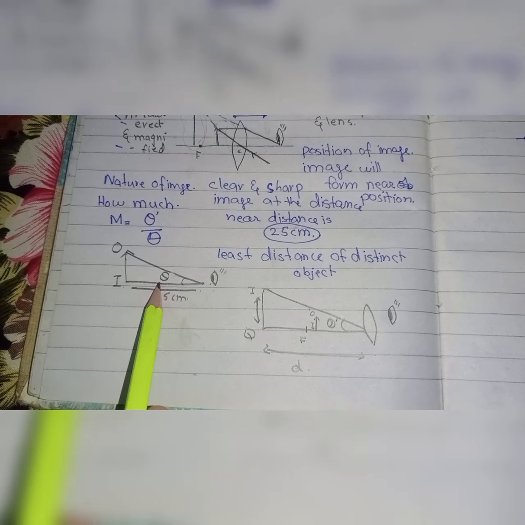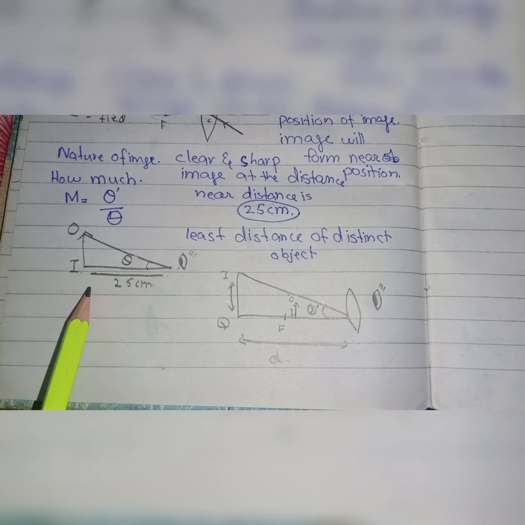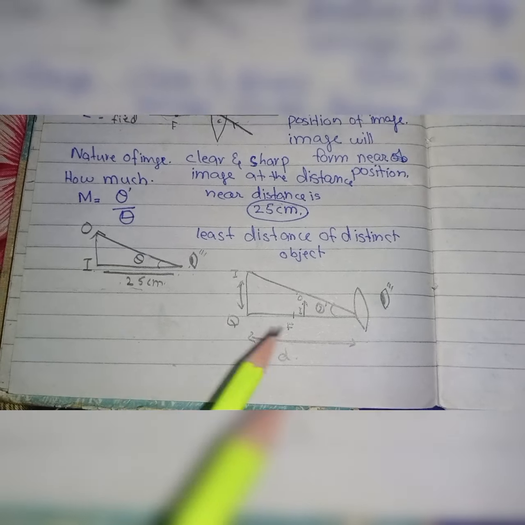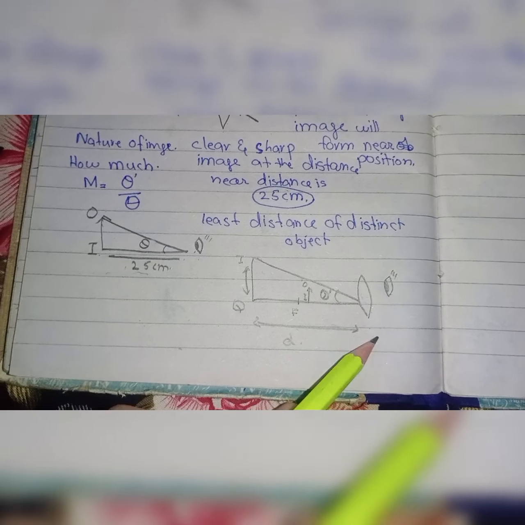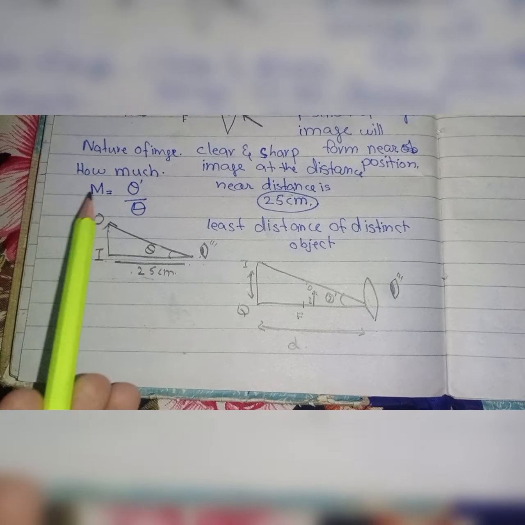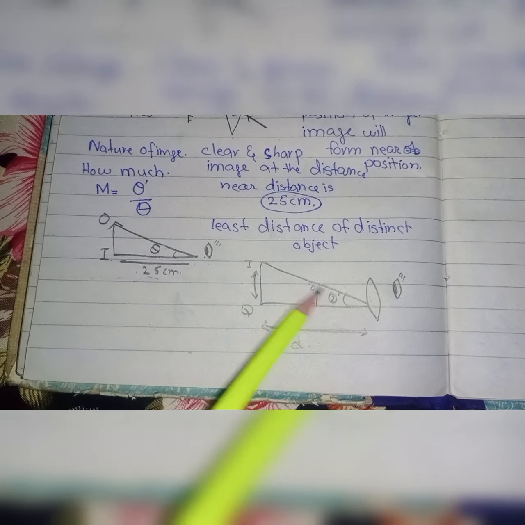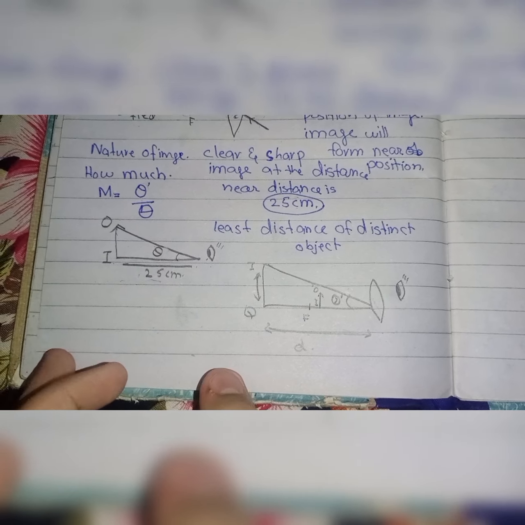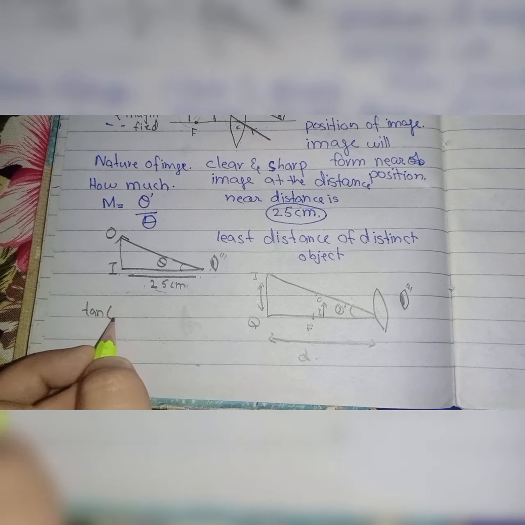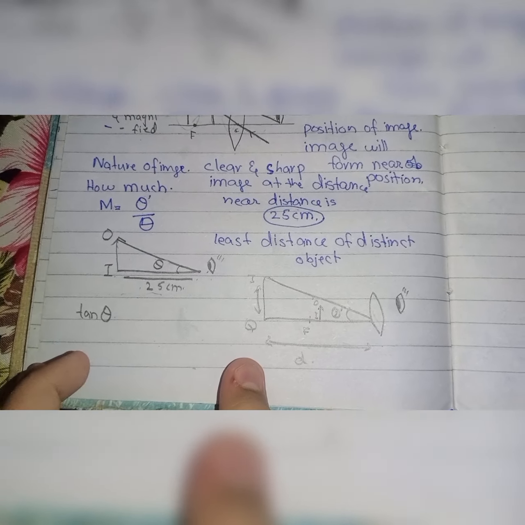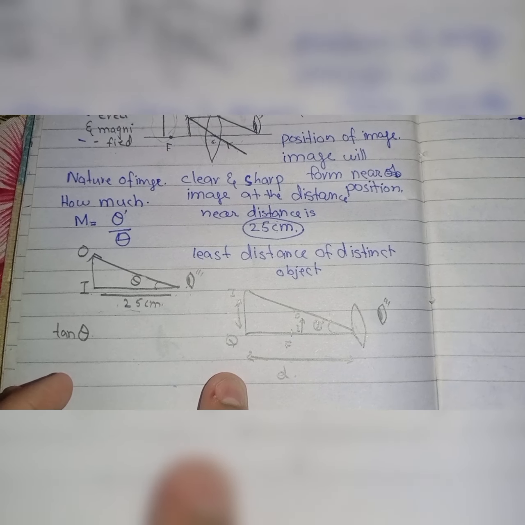Now we need the enlarged image, like we have to see the magnified image. To see the magnified or enlarged image, we use the convex lens. Here this is theta naught and this is theta. Now we will use tan theta. Why do we use tan theta here? Why not sine and cos theta?